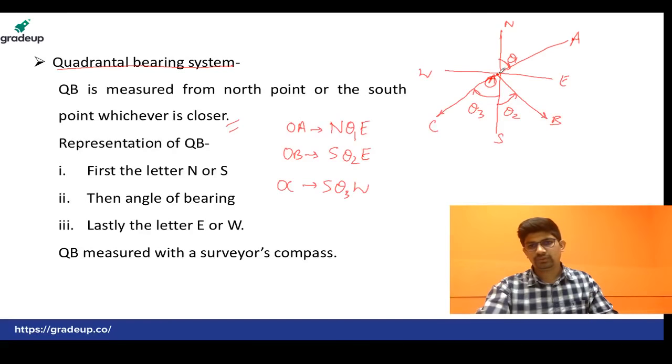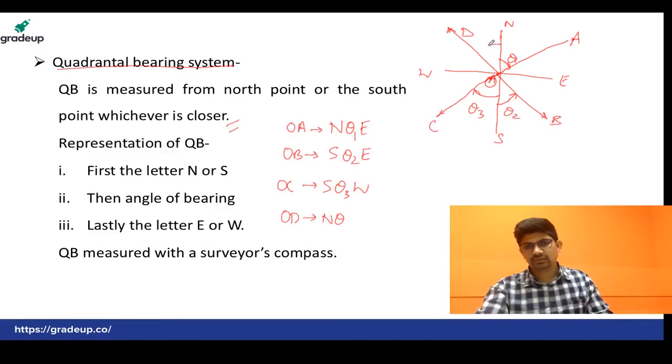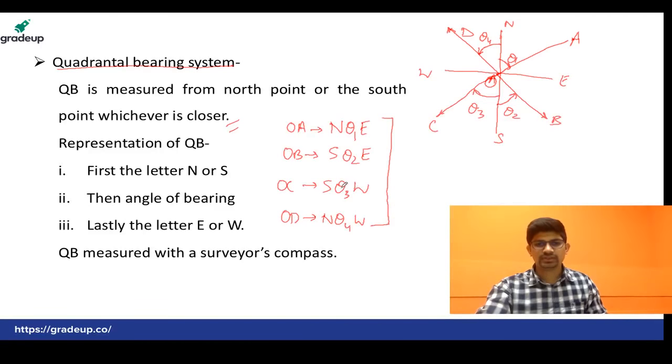One more last case. These are some general cases. Take point D. The bearing of line OD in the quadrantal bearing system: it is towards the north, the angle from north is theta 4, so north theta 4 west. This is the representation in the four quadrants. Angles can be any value.